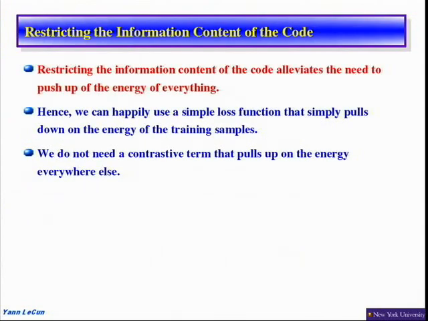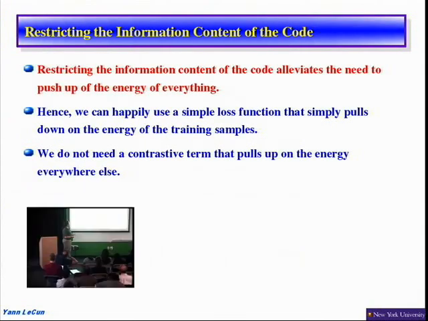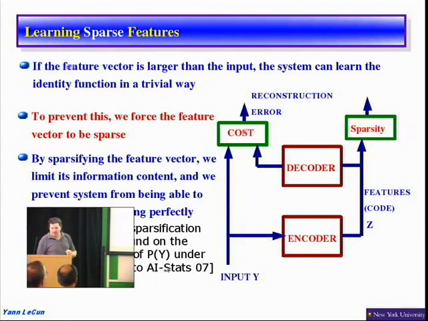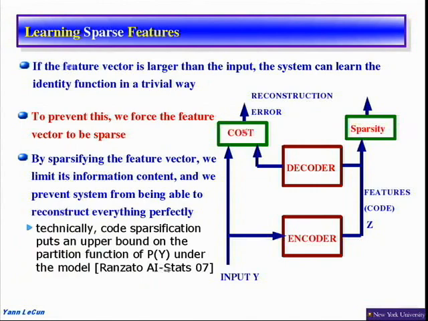So there is this general idea that restricting the information content of the code alleviates the need for pushing up on the energy of everything, which is the thing that's really hard to do to solve the normalization problem. If we have information constraints on the code, then we can happily just minimize the energy of the training samples and rely on the fact that the code has low information content to make sure that the energy of everything else is high. And that's the idea that we're going to use.